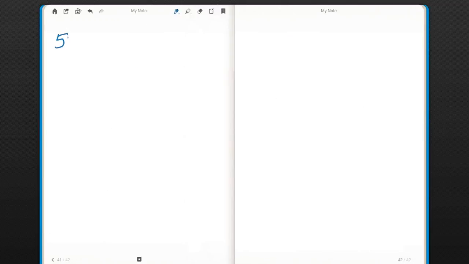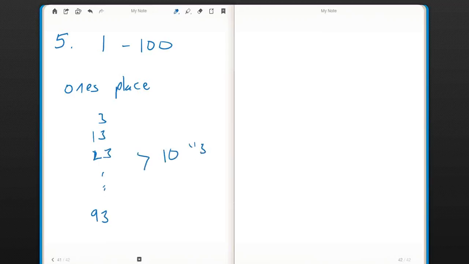Number 5. If you write down all the digits from 1 to 100, how many times do you write the digit 3? We see this problem many times in Singapore Math. Eventually, you begin to learn the pattern, right? In the ones place, you could write the 3 as a 3 or a 13 or 23 all the way up to a 93, and that tells me that there are 10 digits of 3 in the ones place.